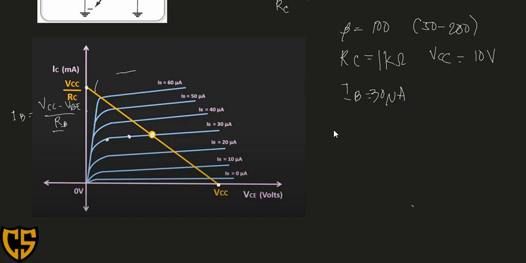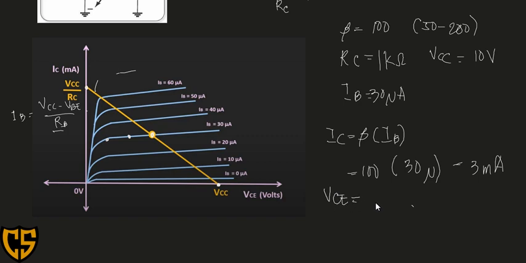Let's start with the value of our IC because it is easy to find: that is beta multiplied by IB. Substituting the values, that will be 100 multiplied by the value of your IB, which is 30 microamperes. So this will be equal to 3 milliamperes. So 3 milliamperes is the value of our IC. Now we are going to solve for the VCE. We will have VCE equal to 10 volts VCC minus IC RC.